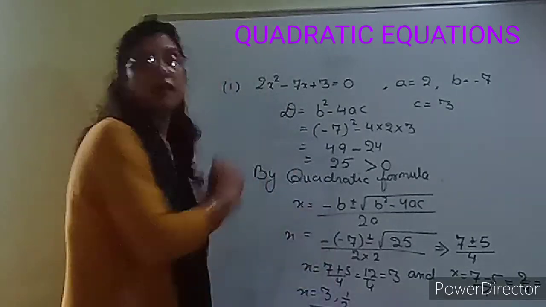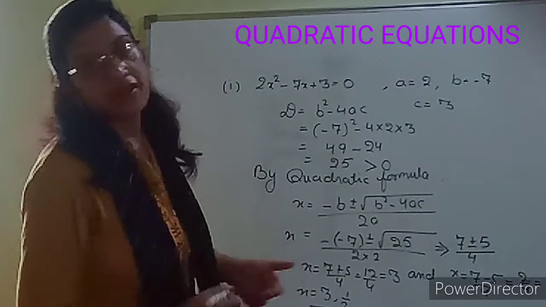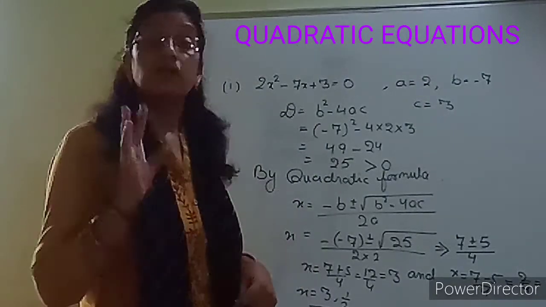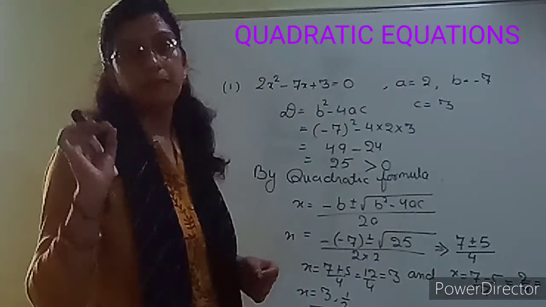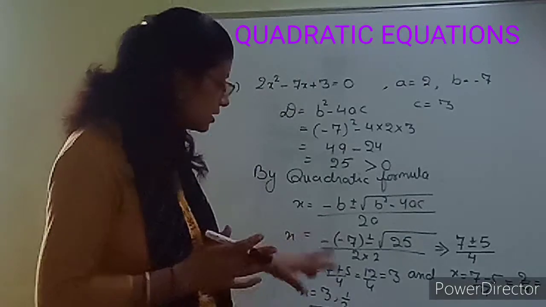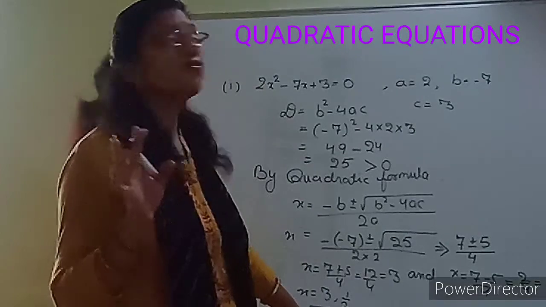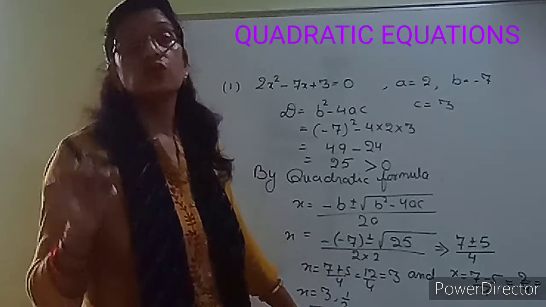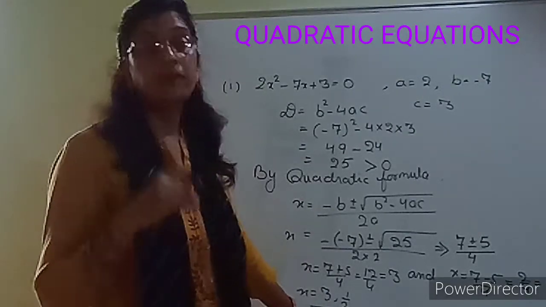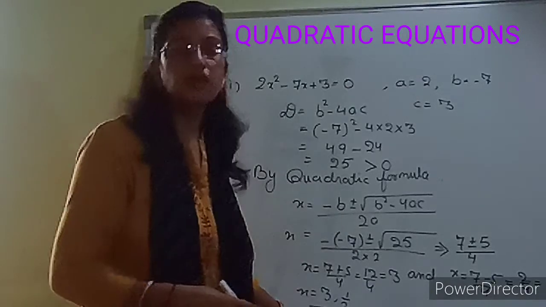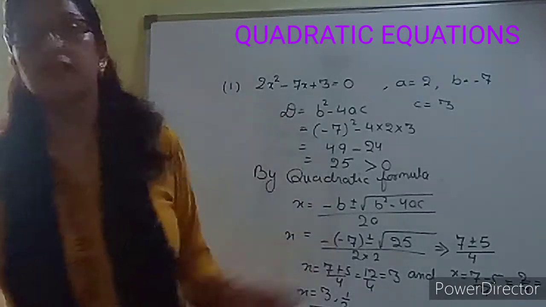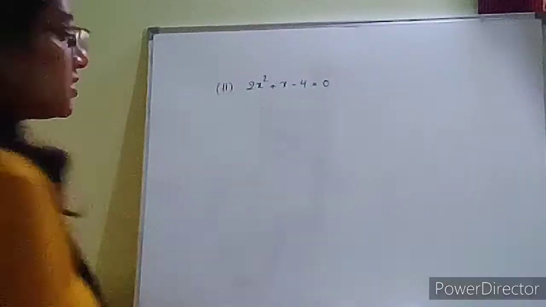The same answer is there which we got from completing the square. What does it mean? It means that whichever method you apply, the answer will come the same. Okay, so this is the quadratic formula method. Let us do the second part also, so that it will be more clear to you very easily. Okay, let's take the second part.